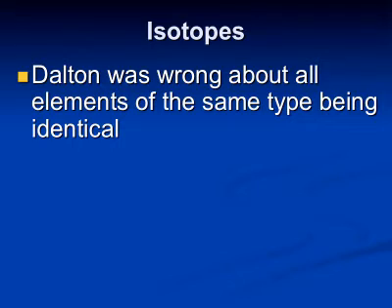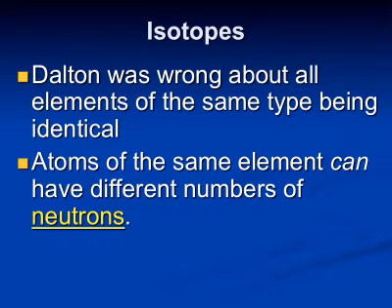Electrons, protons, and neutrons. Well, the second part of his theory said all atoms of one element are identical. Do you think that's a true statement? No. Okay, he was wrong in the second part of his theory too. Atoms of the same element can have different numbers of neutrons.